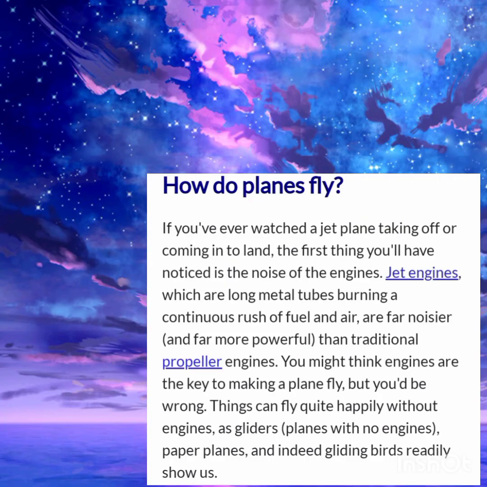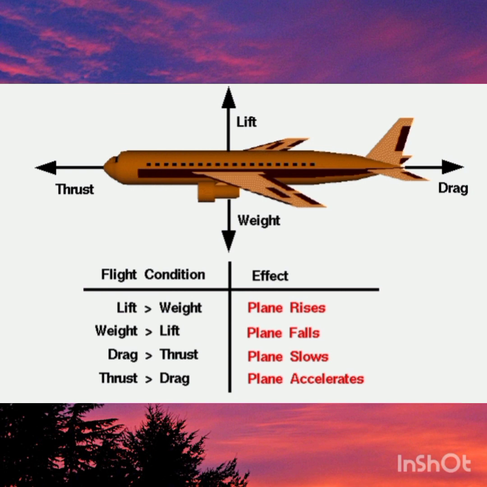So before we know how a plane flies, we must know these conditions first. If the lift is greater than the weight, the plane rises. And when the weight is greater than the lift, the plane falls. When the drag is greater than the thrust, the plane slows down. And when the thrust is greater than the drag, the plane speeds up.